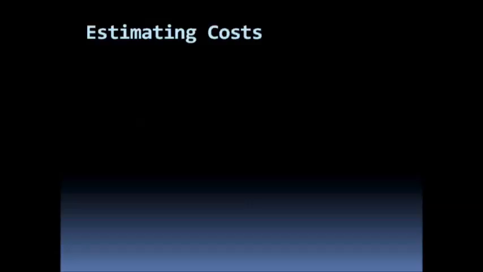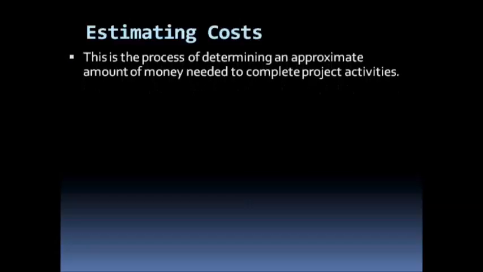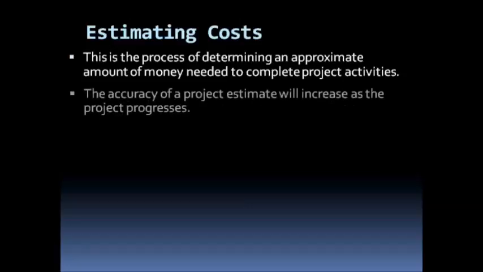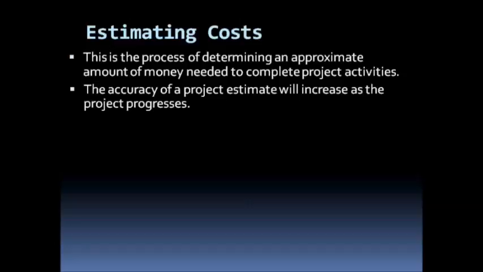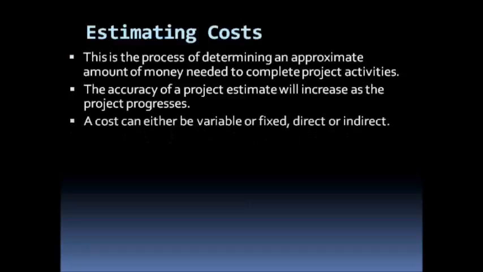After we've estimated durations, the next thing to do is to estimate costs. And in estimating costs, we try to identify and determine the approximate amount of money needed to complete each activity. And usually when the project starts from the beginning, we don't have sufficient information, so the accuracy of our estimates will increase as the project progresses, where more and more information becomes available.